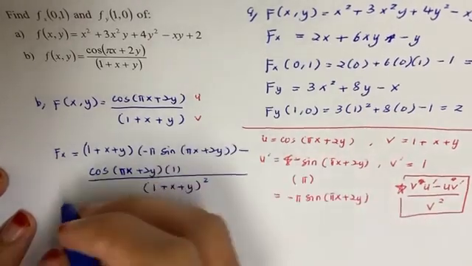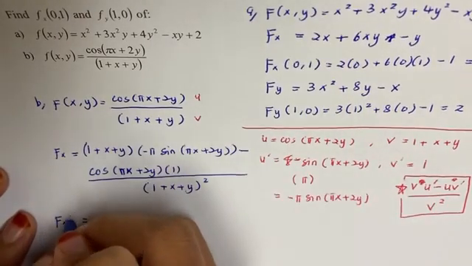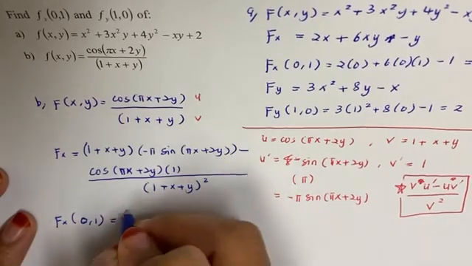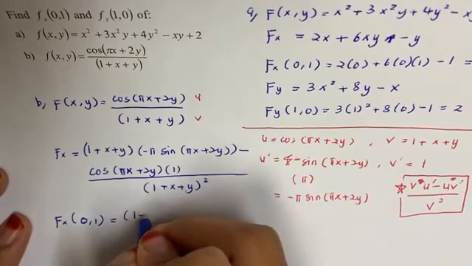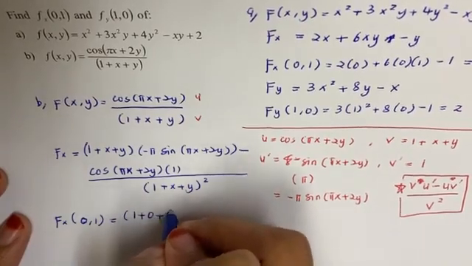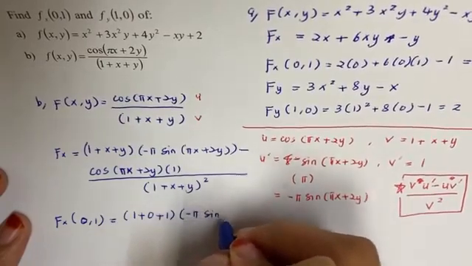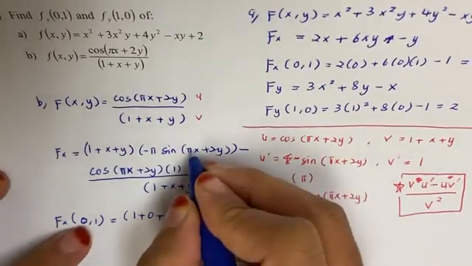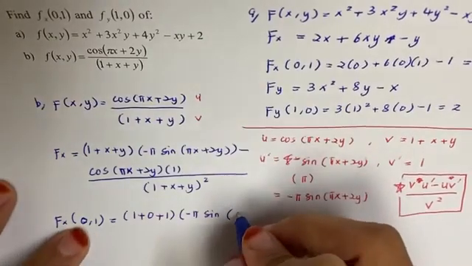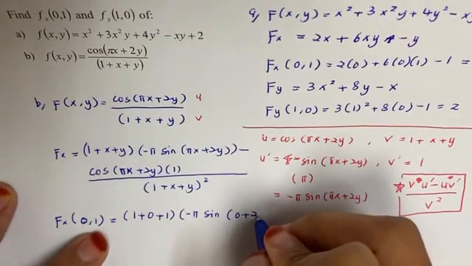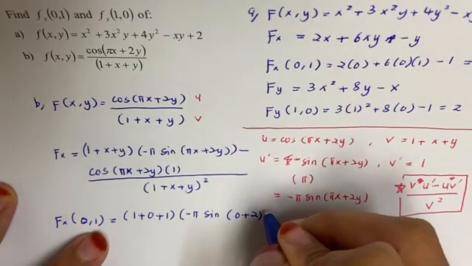Or you can just substitute the value of x and y. x and y is 0, 1. So f_x(0, 1) is equal to 1 plus x is 0, y is 1, multiply minus pi sine pi x. Pi multiplied by 0 is 0, plus 2y, 2y is equal to 2.